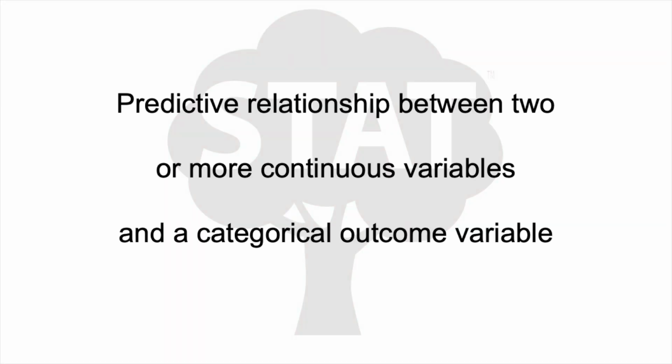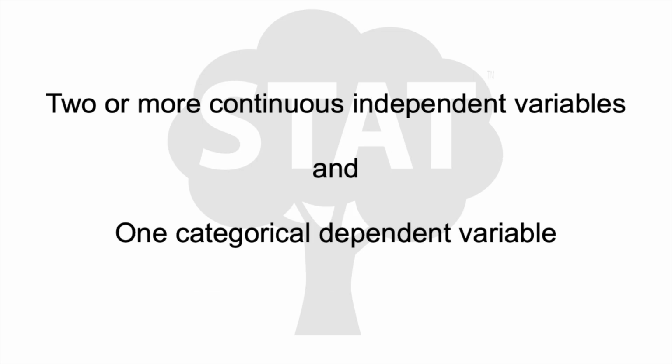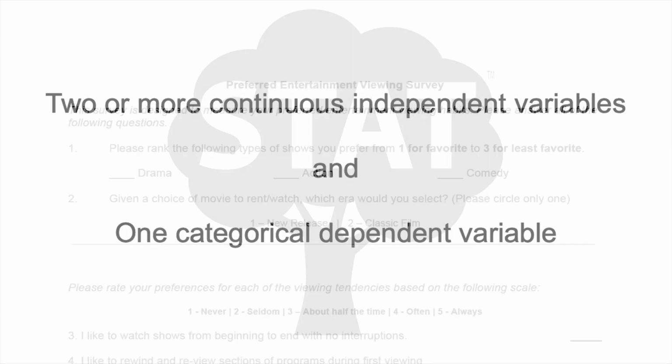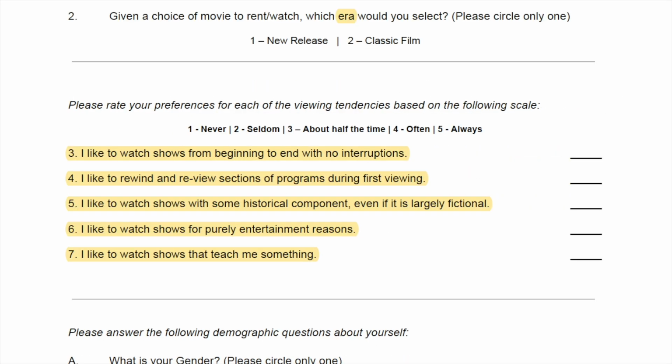To test whether two or more continuous variables can predict the likely outcome of a categorical variable, discriminant analysis would be appropriate. You will need one categorical dependent variable and at least two continuous independent variables in order to run this test. In looking at the Preferred Entertainment Viewing Survey, question number 2 regarding movie era has two nominal values and is a categorical variable.